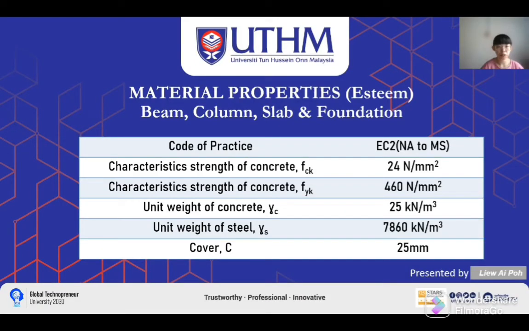Everyone, I will present the material properties on the Esteem for the beam, column, slab, and the foundation. The code of practice is EC2 and NA to MS. The characteristic strength of the concrete is 24 Newton per mm square. The characteristic strength of the steel is 460 Newton per mm square. The unit weight of the concrete is 25 kN per meter cube. The unit weight of the steel is 7860 kN per meter cube. The cover is 25 mm.